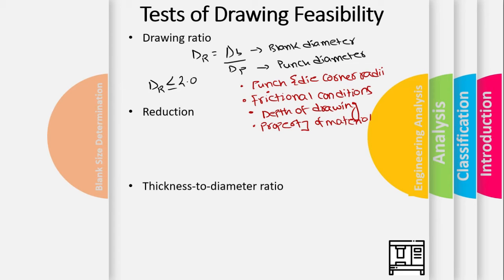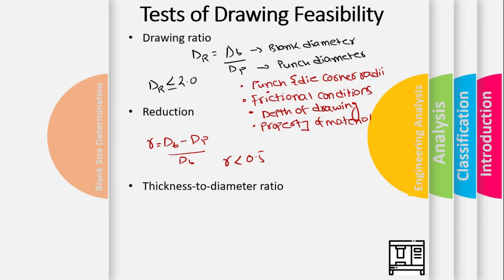Then the second factor that is important while testing the feasibility of the drawing operation is the reduction ratio. The reduction ratio is denoted by R. It is equal to the diameter of the blank minus the diameter of the punch divided by the diameter of the blank. So it is somewhat similar to the drawing ratio. As we know, the safety limit value for the drawing ratio was 2. In the case of the reduction ratio, it should be less than 50%, or you can say 0.5.